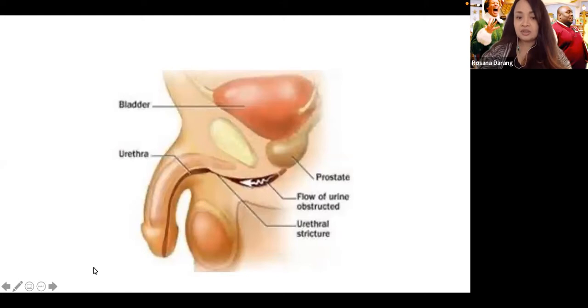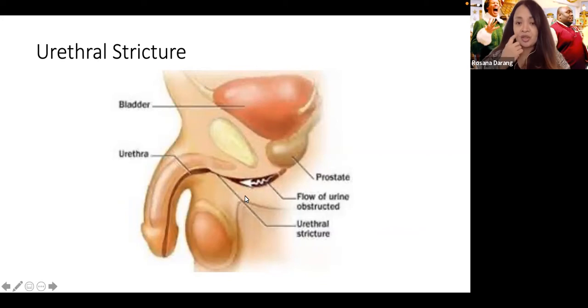Here's another one. This is what we call a stricture, okay? A narrowing of the urethra. And this could be congenital, but at the same time, this could be acquired as a result of trauma, as a result of healing, as a result of scarring. And since the urethra is the common passageway of sperm and urine, then that could be a double problem in urology.